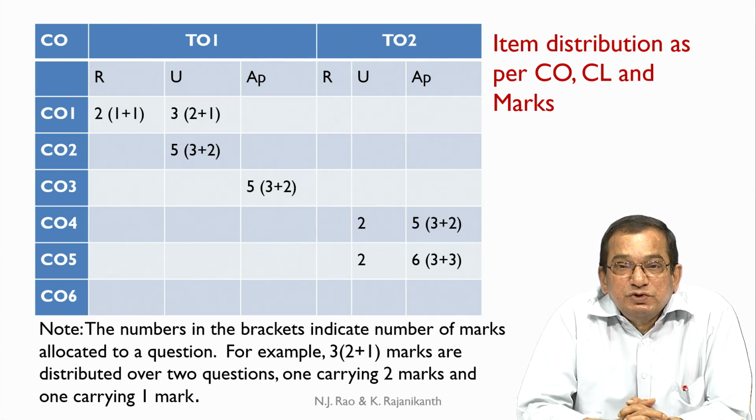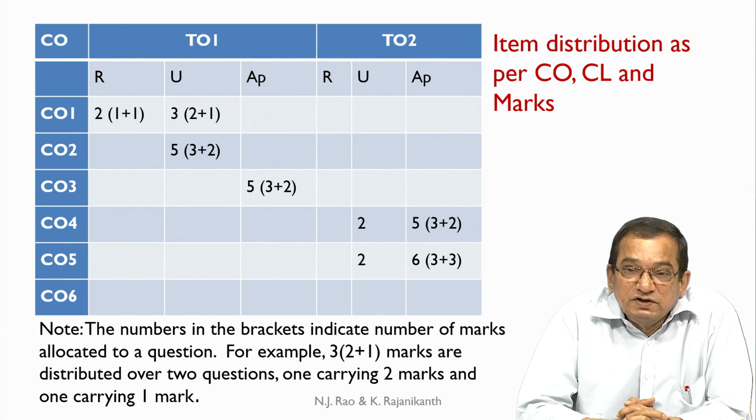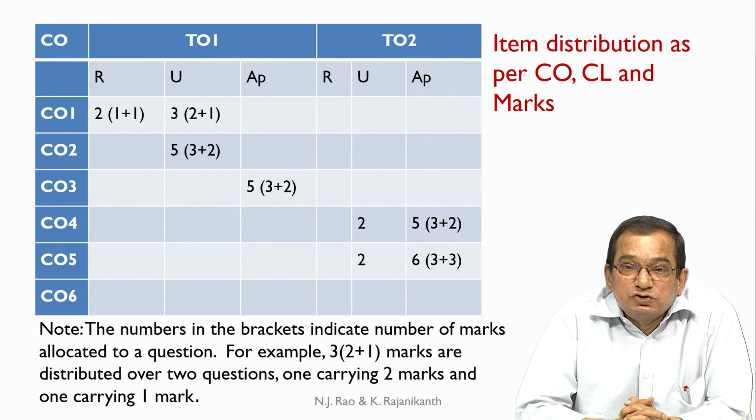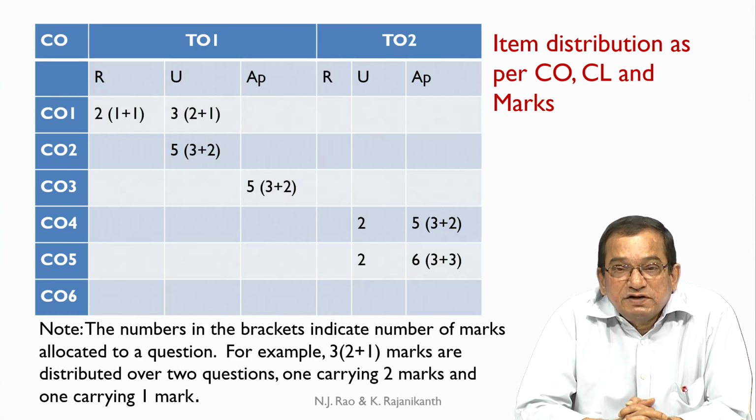So, the item distribution as per the CO, CL and marks needs to be made. If this can be provided electronically to a tool, to an LMS, then the assessment instrument can be generated automatically also. So, for CO2 for example, at understand level it is to have 5 marks, and these 5 marks are made from 2 items, one item for 3 marks, another item for 2 marks.